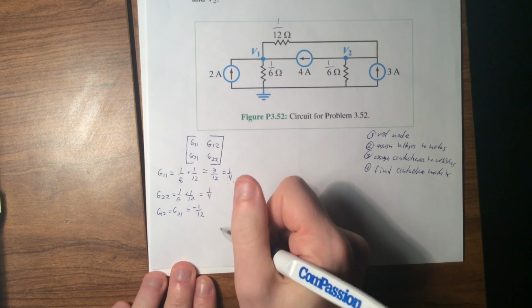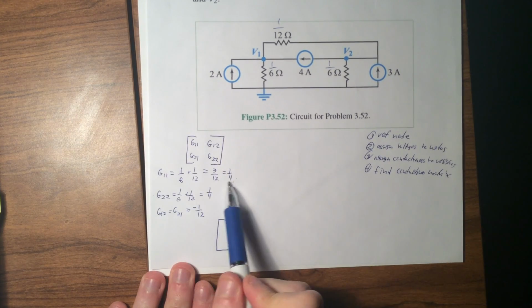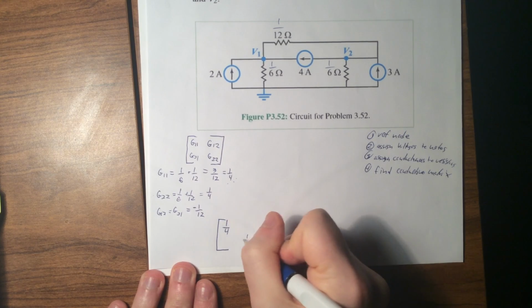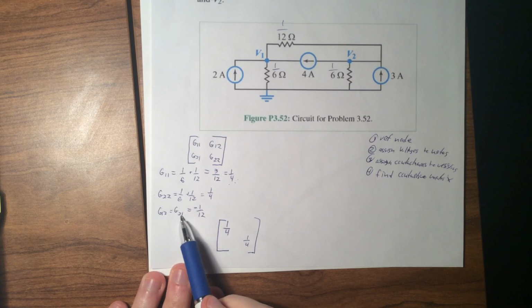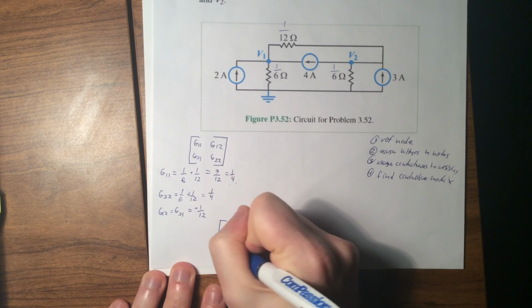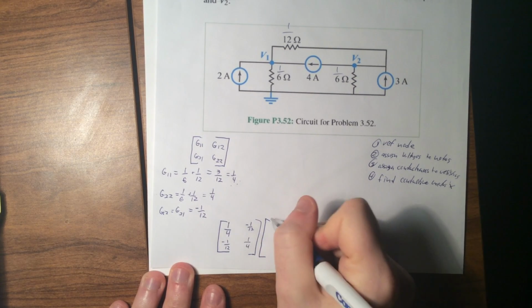So now we're going to make our matrix. G11 is 1 over 4, G22 is 1 over 4, and I'm going to close that side. Then G12 equals G21 equals minus 1 over 12, minus 1 over 12. And then we're going to multiply this by the current.